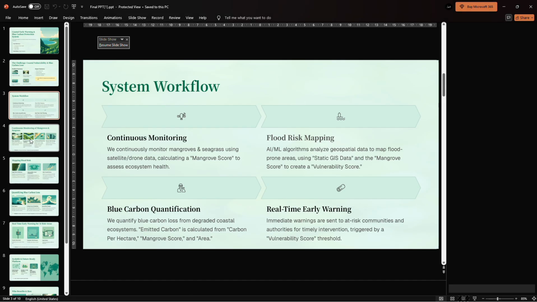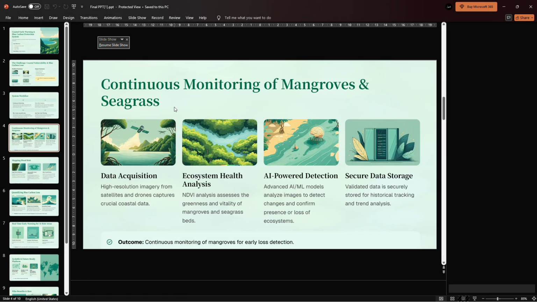Now let's go to the next slide, which is continuous monitoring. Basically, what we are going to present in the next slide is how we are going to implement the four major features which were discussed in the slides above in our web application. First, this is continuous monitoring of mangroves and seagrasses. What we have done is data acquisition, ecosystem health analysis, AI-powered detection, and secure data storage.